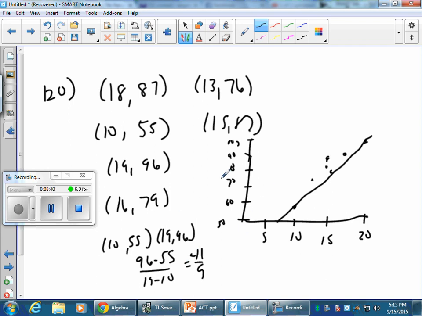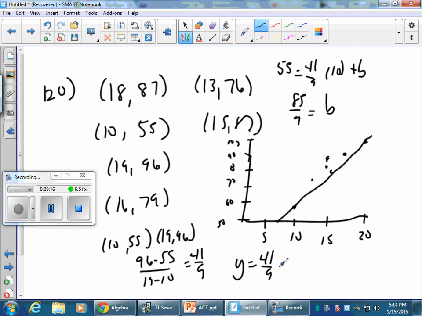And for the y-intercept, I would have to use one of these points. So I would say 55 equals, using the point 10 and 55, 41/9 times 10 plus b. 41 divided by 9 times 10, and then do 55 minus that, and I get 85/9 for b. And there's not one right answer. It depends on which 2 points you choose to use. But the equation that I found is y equals 41/9 x plus 85/9.